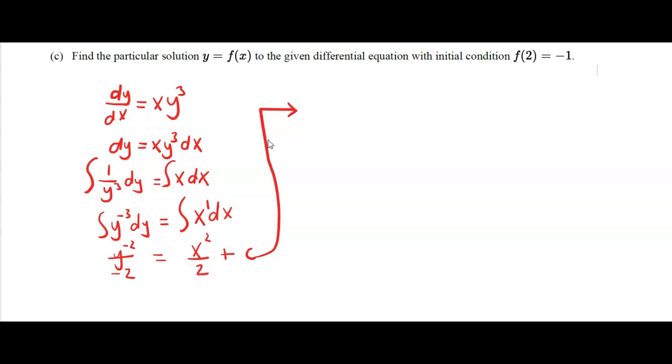I'm going to go ahead and rewrite that a little bit. On the left side, I'm going to put the y in the bottom because it has a negative exponent, and I'll just make the whole fraction negative instead of just the denominator.